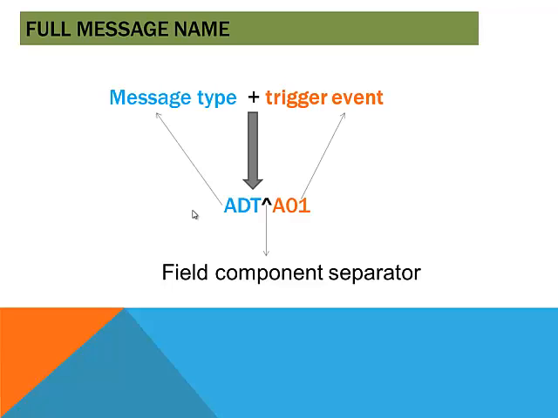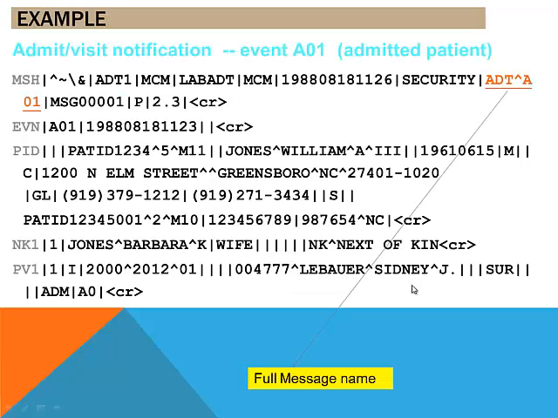This caret character is the field component separator. Let's see the example here. Just now we talked about ADT as the message type, A01 is the trigger event. We put them here, connect them with the caret character, then we get the full name of the message. That means ADT^A01.